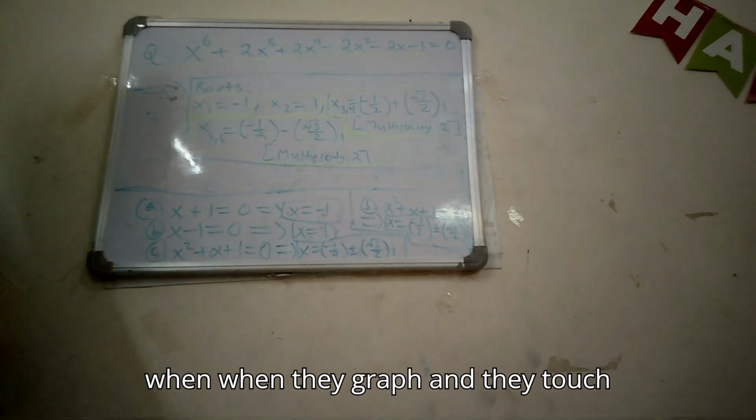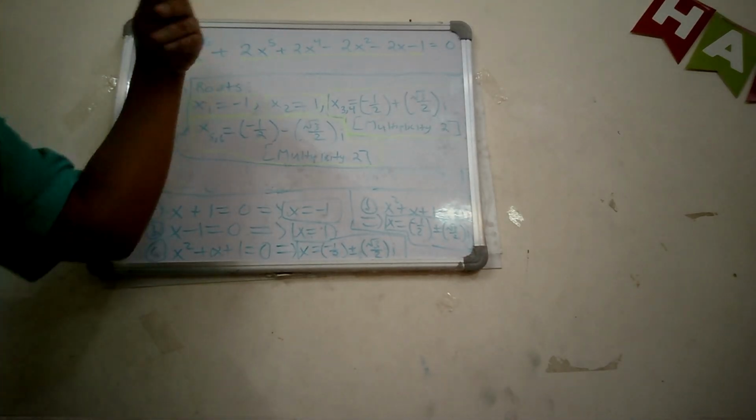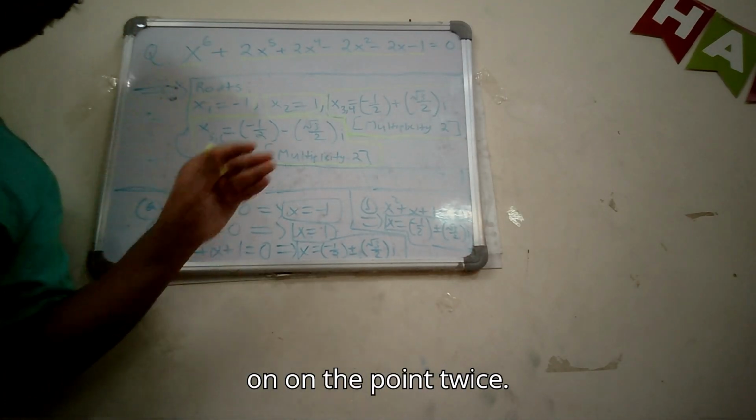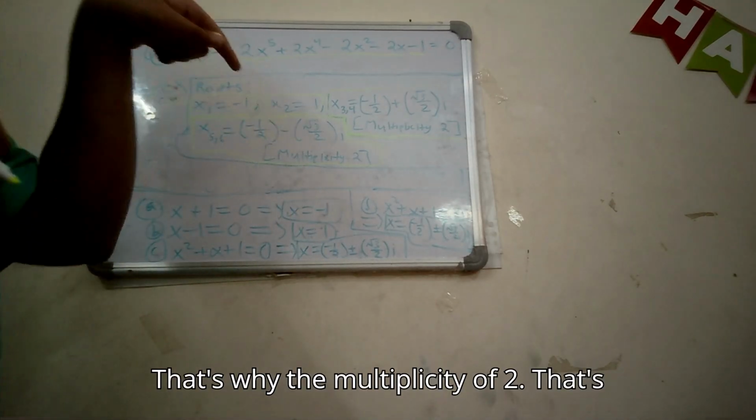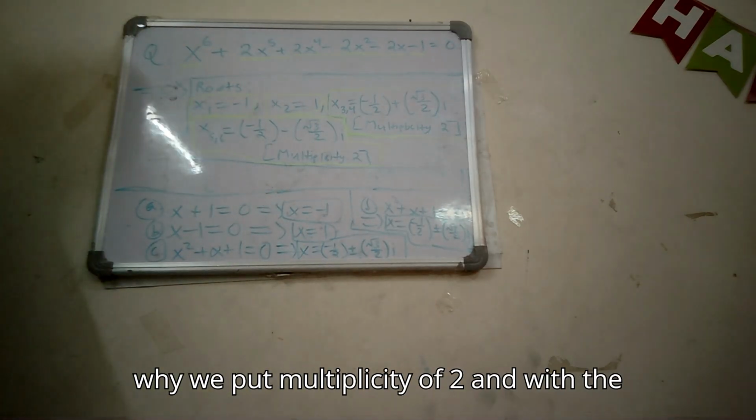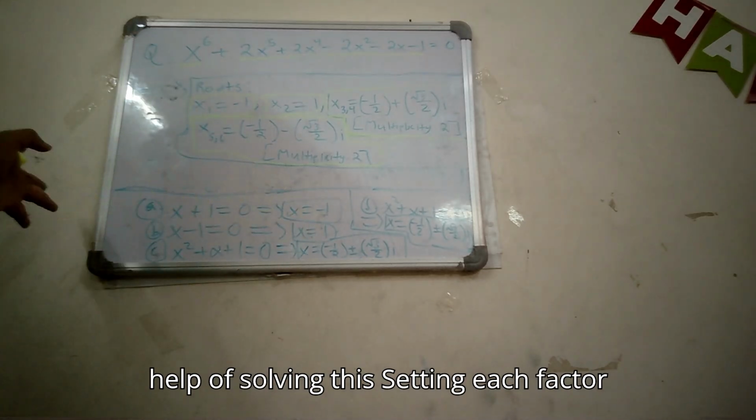When you graph them, they touch the point twice. That's why we put multiplicity of 2, and with the help of setting each factor equal to 0, we got the roots.